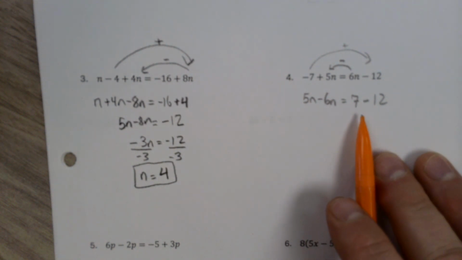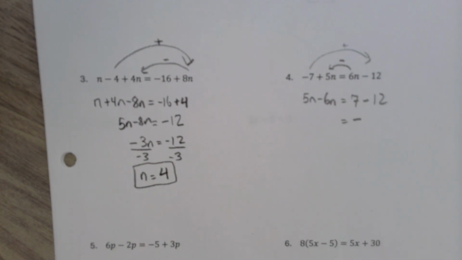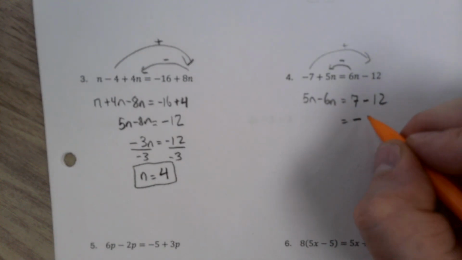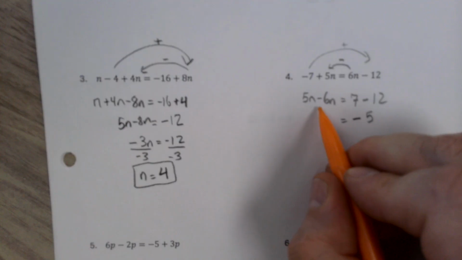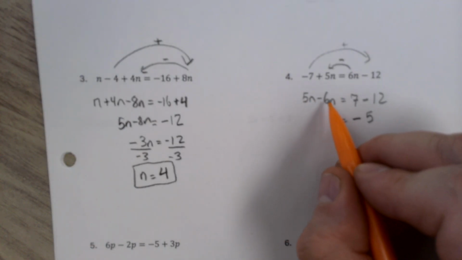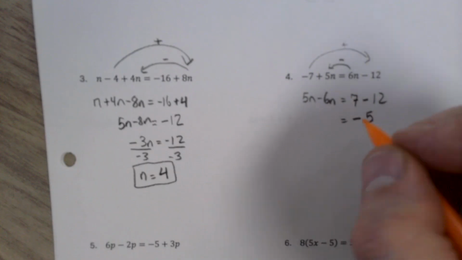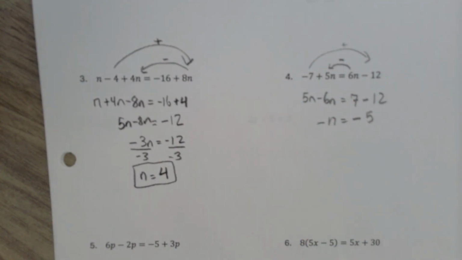On this side, this is a war. There are more negatives than positives, so the negatives win. And when you do that subtraction, you find out there will be 5 negatives left over. On this side, this is also a war. And so 5 of these positives cancel 5 of these negatives, leaving only one negative left, negative n.